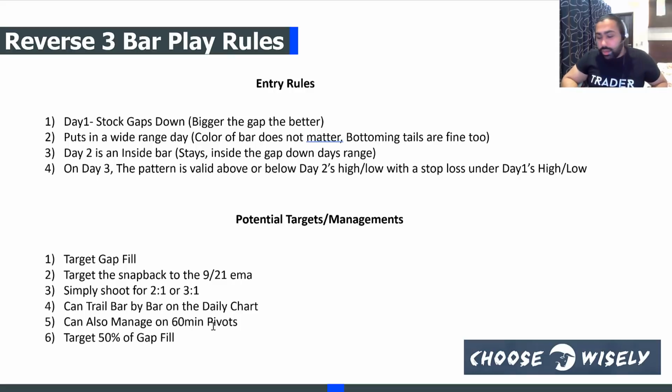Now, here's what I want you guys to do. If you trade this setup, I want you to make a spreadsheet and write your setups down, and also track it. If I targeted the gap fill, how much would I have made? If I shoot for the 9 EMA, how much would I have made? If I targeted 50% of the gap fill, how much did I make? If I trailed the daily bar by bar, how much did I make?